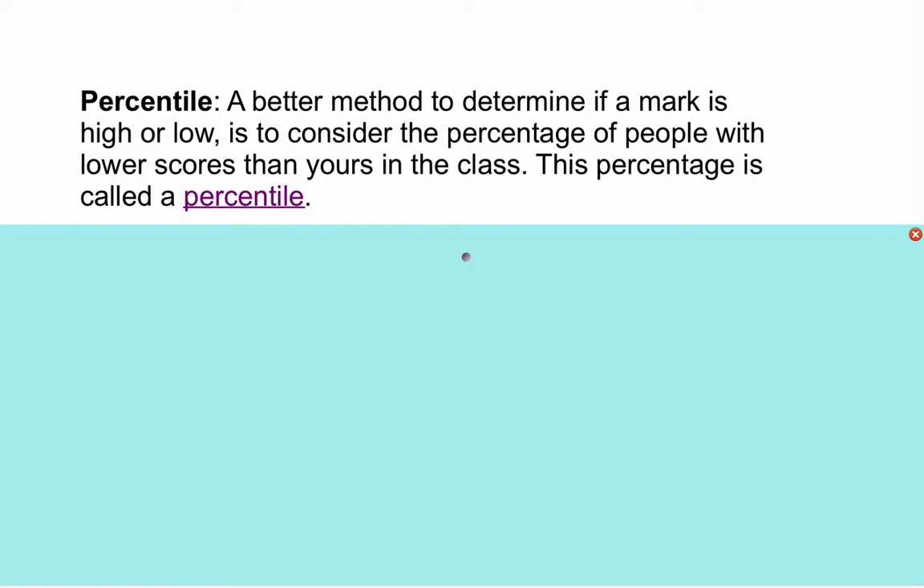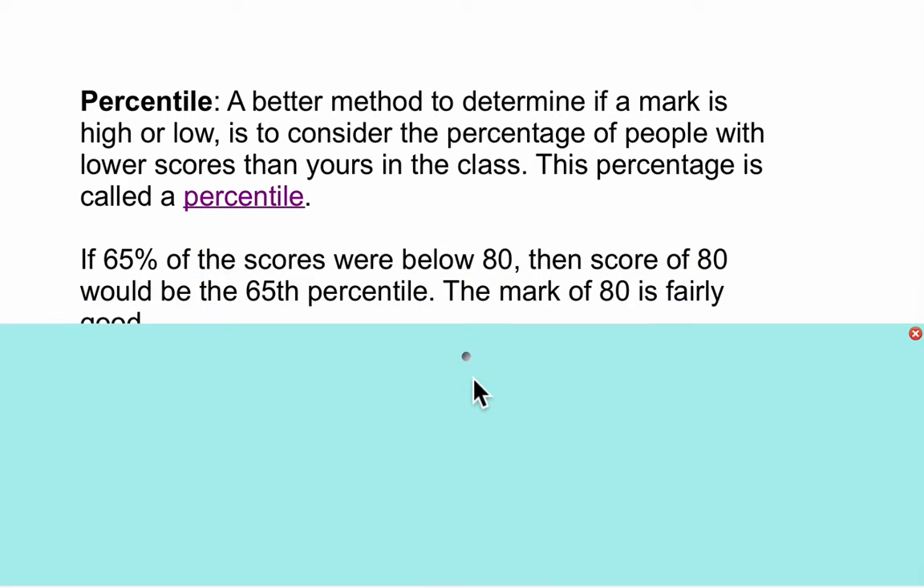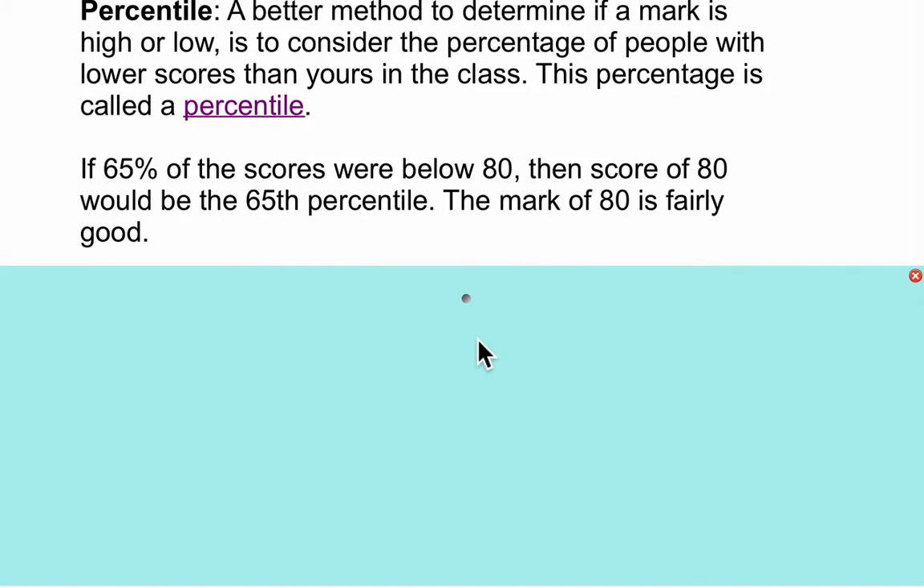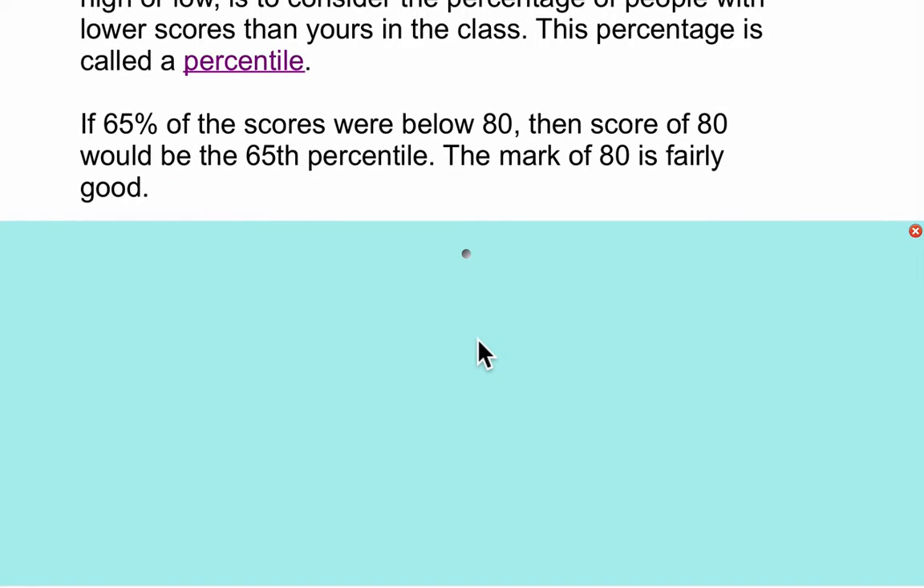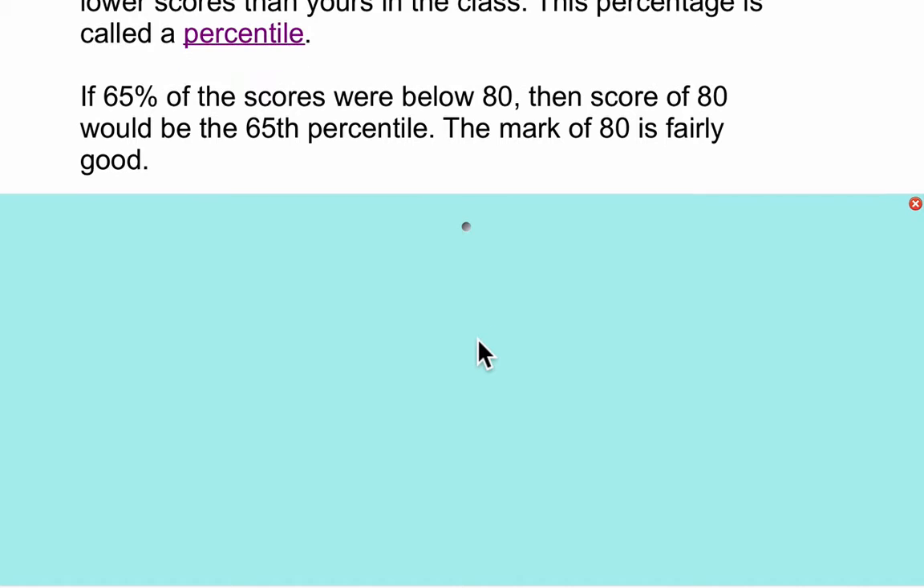So instead of range, a better method to determine if a mark is high or low is to consider the percentage of people with a score lower than yours in the class. So if you are interested in what percentile rank you are in, we are interested in what percent of the class had a lower mark than you. As an example, if 65% of the scores were below 80, then a score of 80 would be in the 65th percentile. The mark in that case would be fairly good.